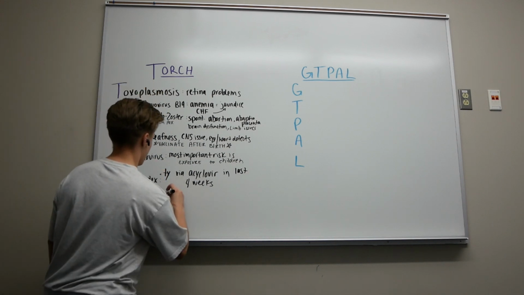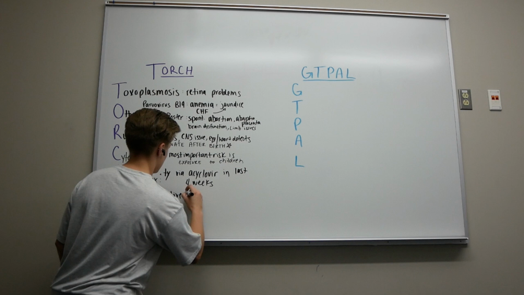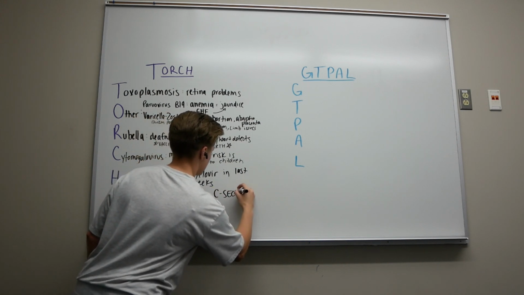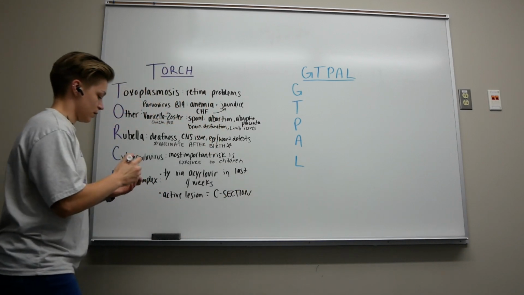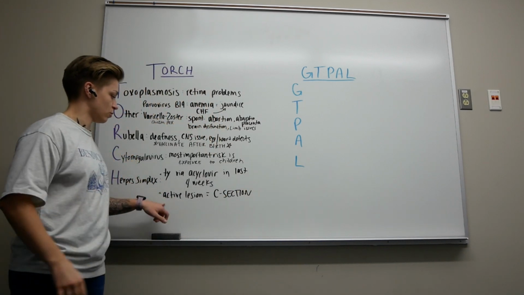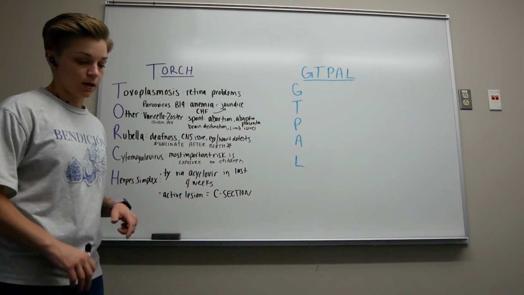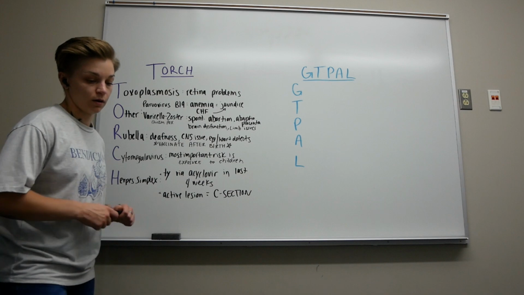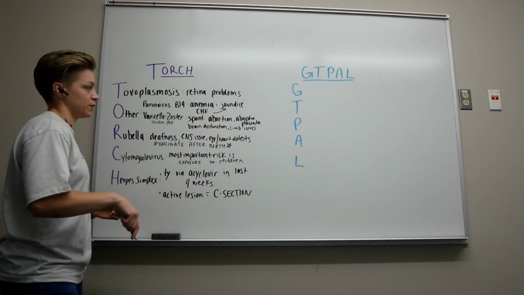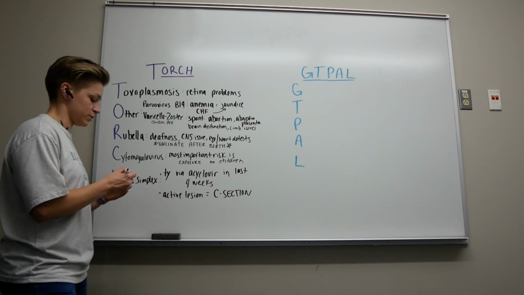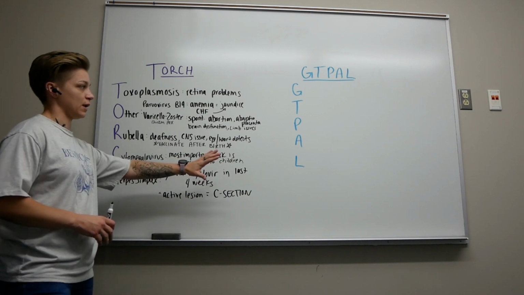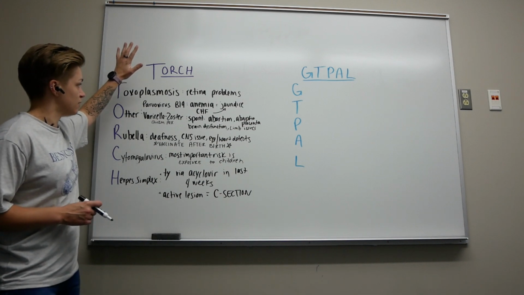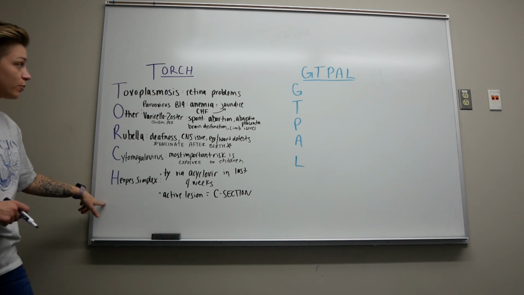If there is an active lesion present, this will equal a C-section. That is non-negotiable. The reason being is that, once again, the active lesion will cause transmission to the fetus. It's not transplacental, so you can't get it through the placenta. It's only during birth with an active lesion. So these are once again the infections that cause any sort of congenital birth defects.